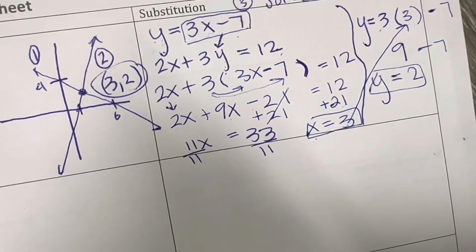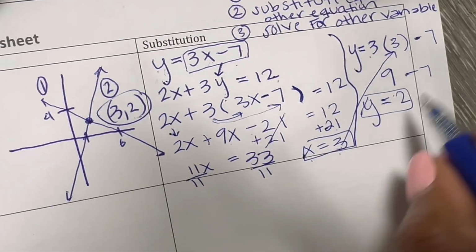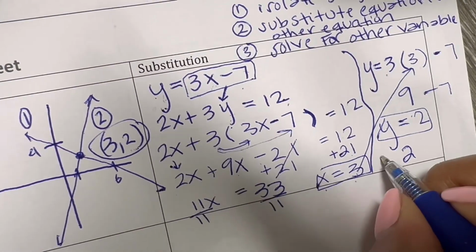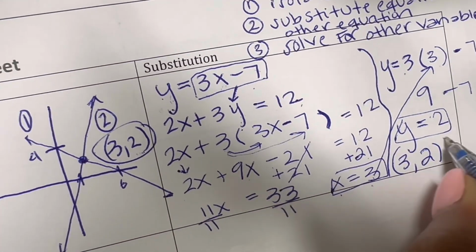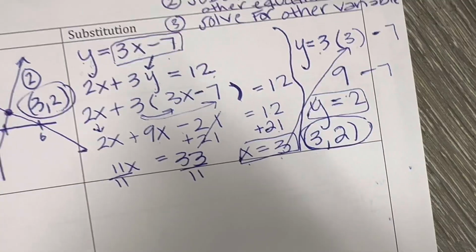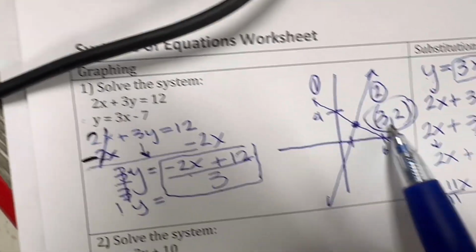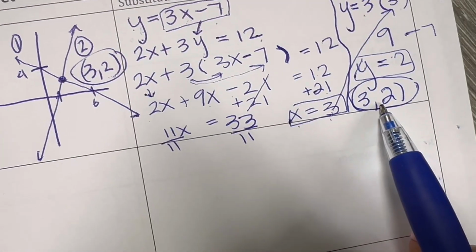So our solution by hand will be 3, 2, x, y. Make sure that you have it in x, y, and circle your answer. And they're the same. So you could do it graphically or by hand.